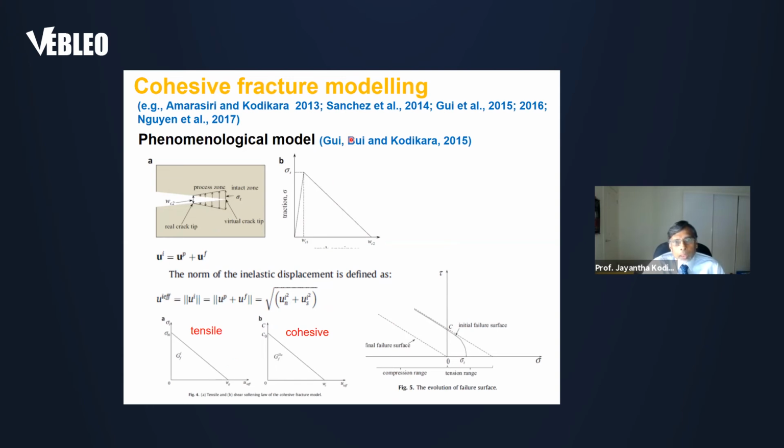In fact, in this particular paper, tensile and cohesive fractures are both catered for, because in desiccation you mostly get tensile cracks, but in some instances you get cohesive shear cracks as well.